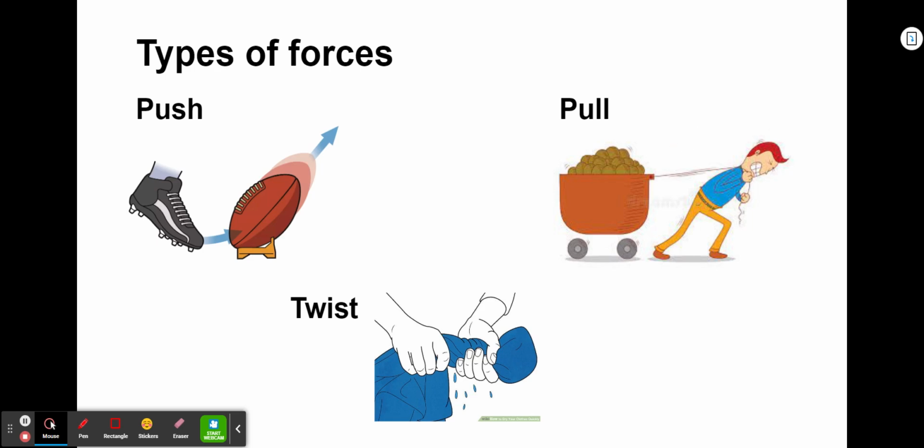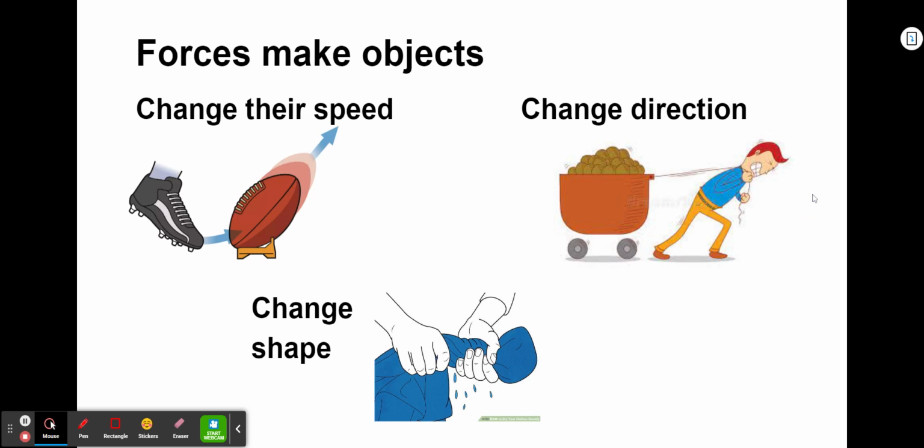There are three basic types of forces. We can have a push force, shown by a footballer, a rugby player kicking a ball and giving it a big push. We can have a pull force, shown here by the guy trying to pull a great big crate of rocks. And we can have twist forces, shown here by wringing out a towel and twisting that towel to get the water out. And those forces tend to do three different things.